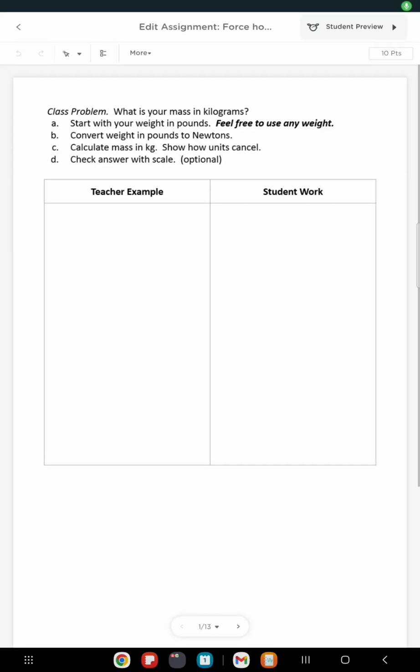So we've got force problems. This is a quick little intro one, and then I'll do a more legit one. What is your mass in kilograms? A lot of the time for this force unit, we're going to do the relationship between force, mass, and acceleration. Sometimes that involves conversions here.